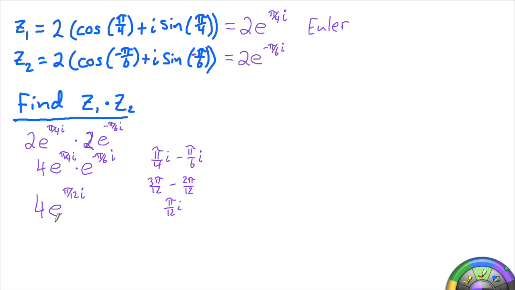Okay, so then all we have to do is back out of Euler's formula and go back to regular old polar form of a complex number. And we're going to get 4 times cosine of that angle, pi over 12, plus i sine of that angle, pi over 12, would be the product of Z1 times Z2.